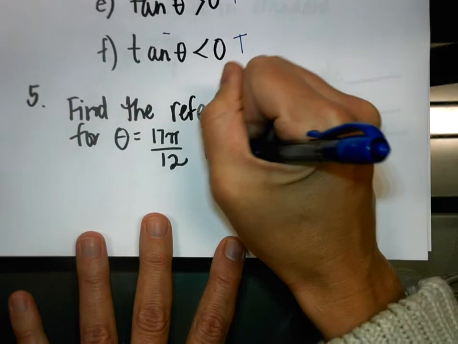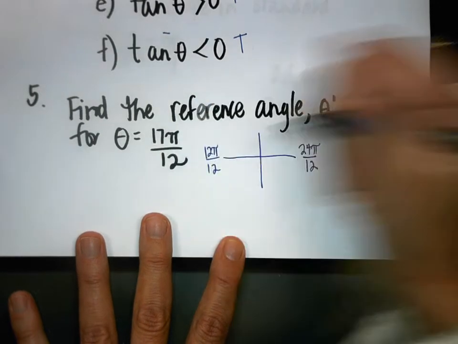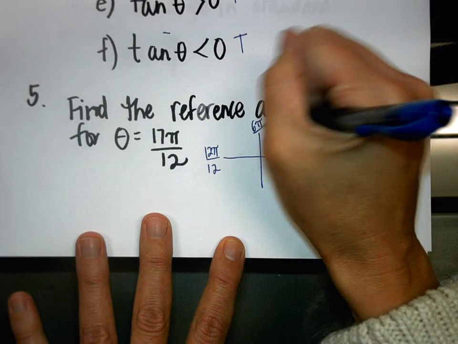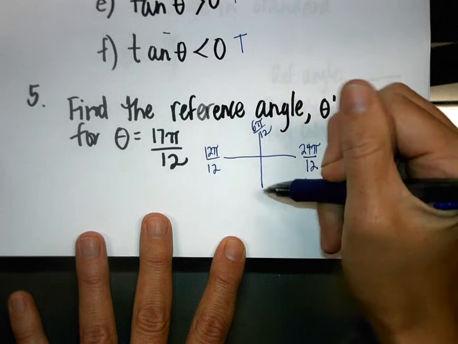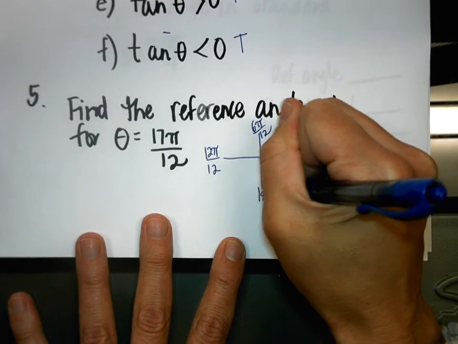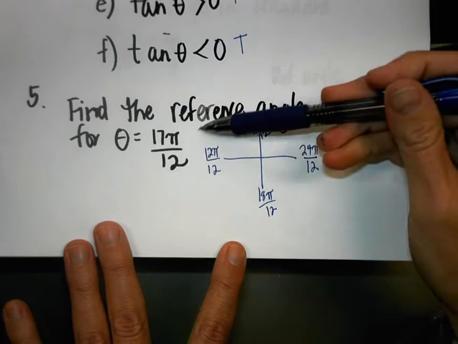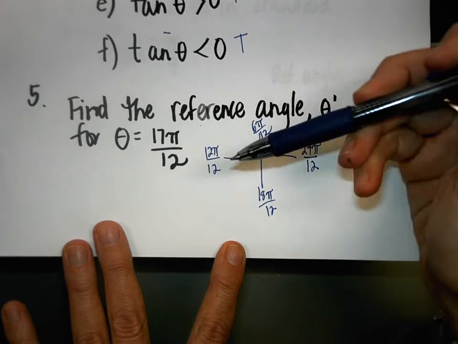Okay, on this side over here would be 12 pi over 12. And then half of 12 is 6. So this up here is 6 pi over 12. And then you would add another 6 here, and this down here is going to be 18 pi over 12. So 17 pi over 12 is going to be in quadrant 3.